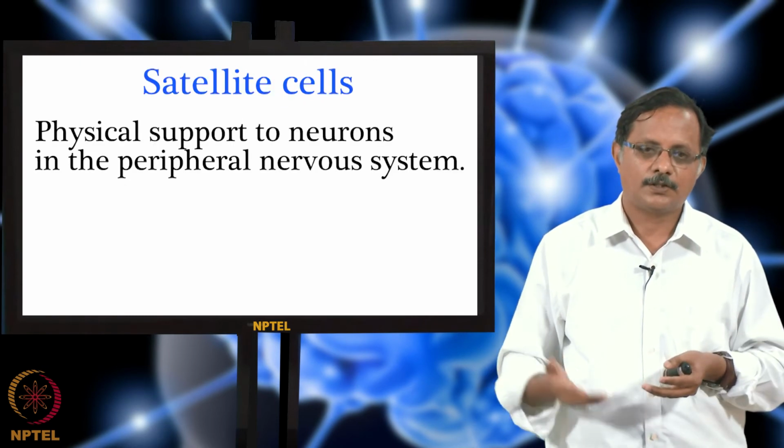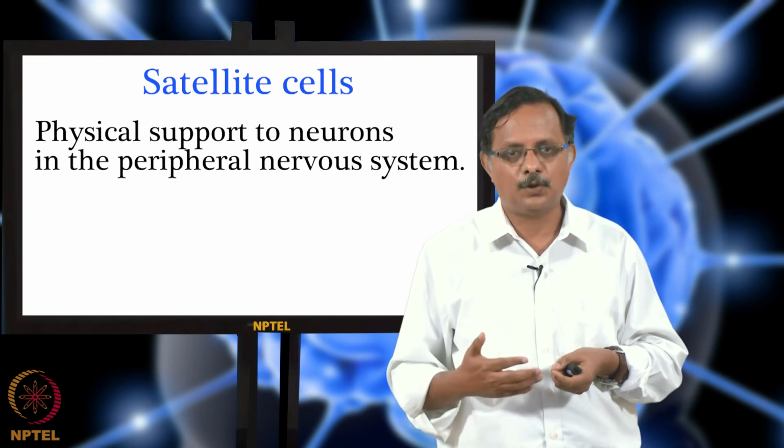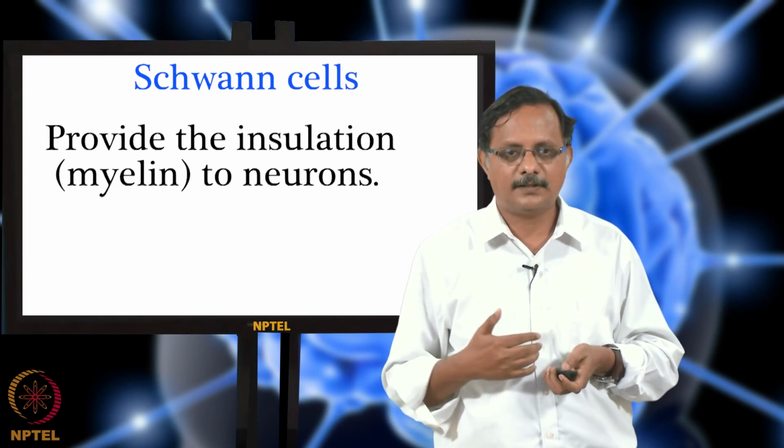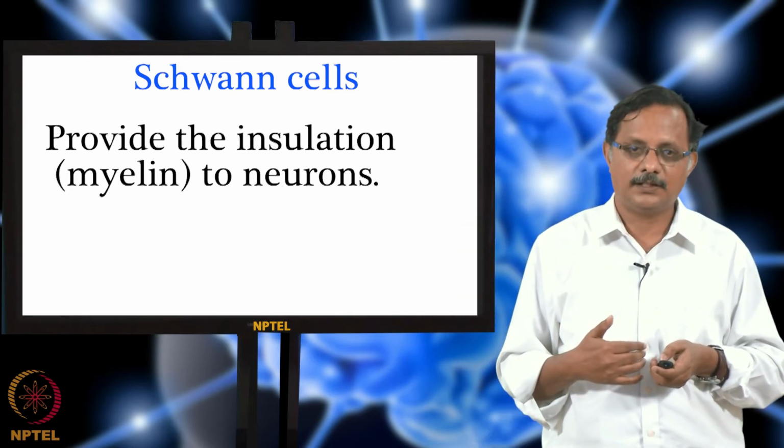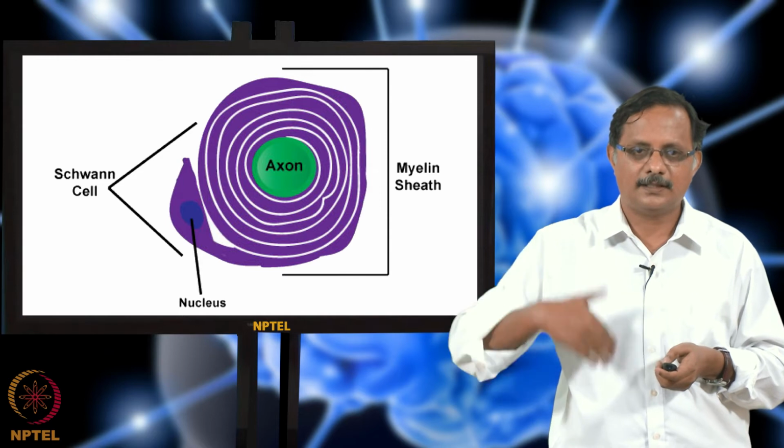Then there are microglia. These are like scavenger cells in the brain, and they clear the debris of dead neural tissue. So in the peripheral nervous system you have the satellite cells, which provide physical support to the neurons, and the Schwann cells, which also provide a myelin sheath to neurons. Schwann cells are equivalent to oligodendrocytes in the peripheral nervous system.